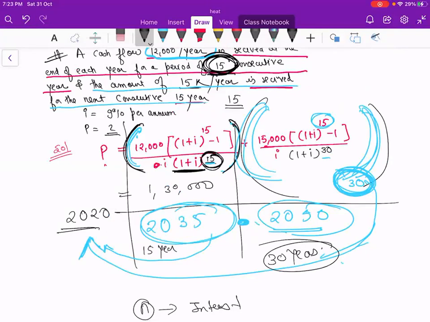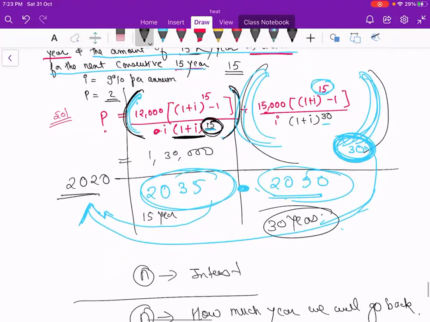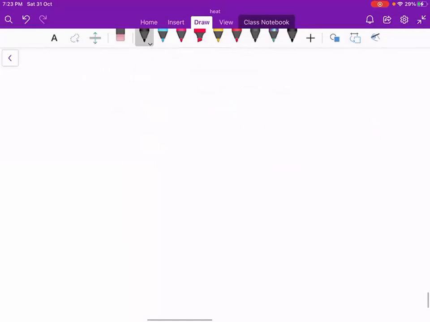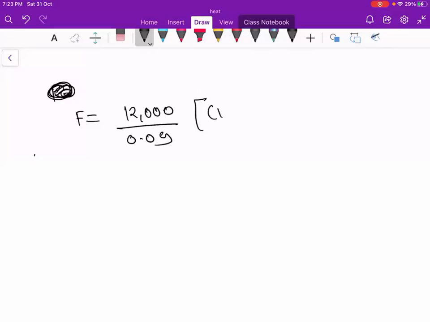Or what you can do, I will give you a second method. You will get the same answer. You can do this as homework. Solve it like this: suppose you calculate F first. How much are you getting? 12,000 upon 0.09, (1 plus 0.09) to the power 15 minus 1. So this F will be the lump sum amount. Then again forward that amount up to 30 years, then come back. You will get the same answer.